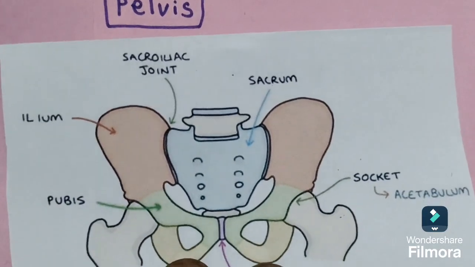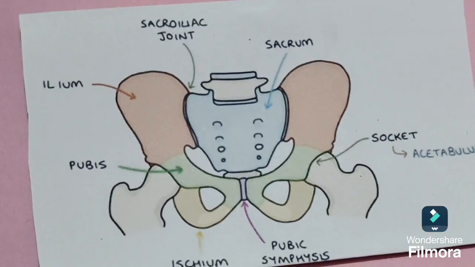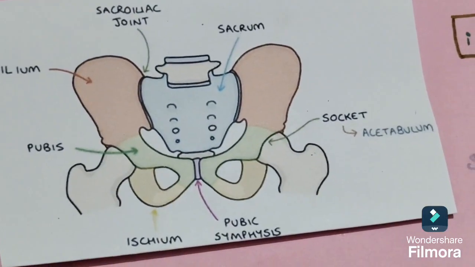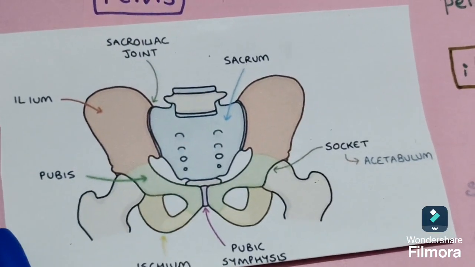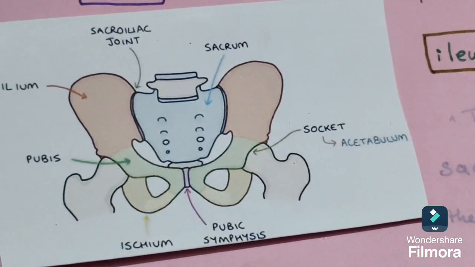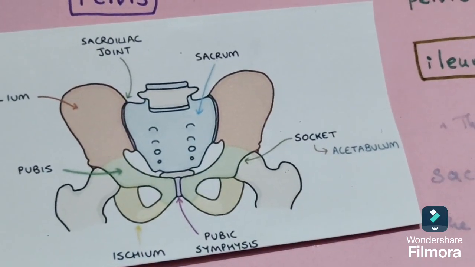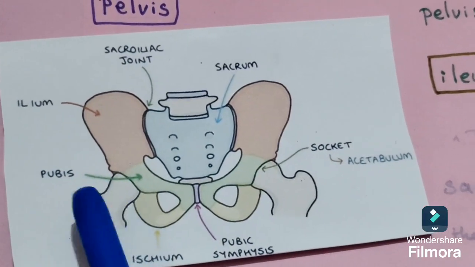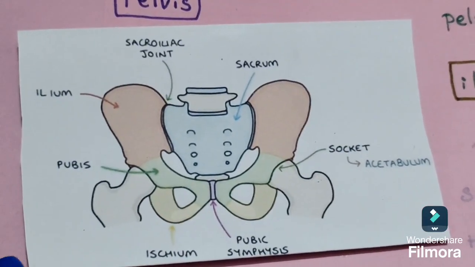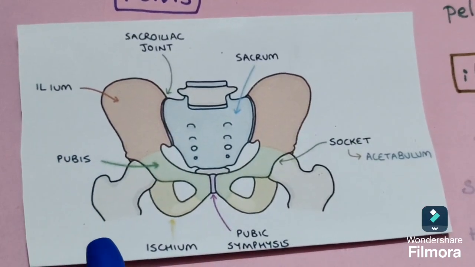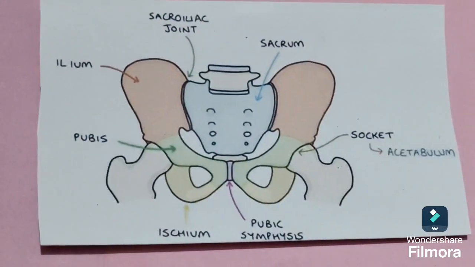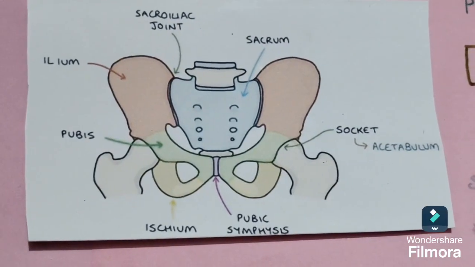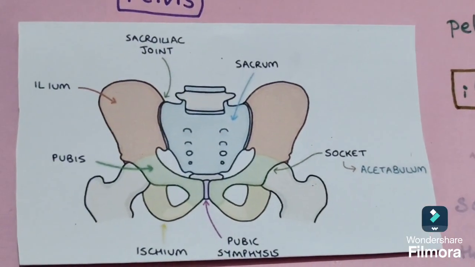Next, move to the pelvis. The pelvis is made up of three main bones: the ilium, the ischium, and the pubis bone, one on either side at the front of the pelvis.